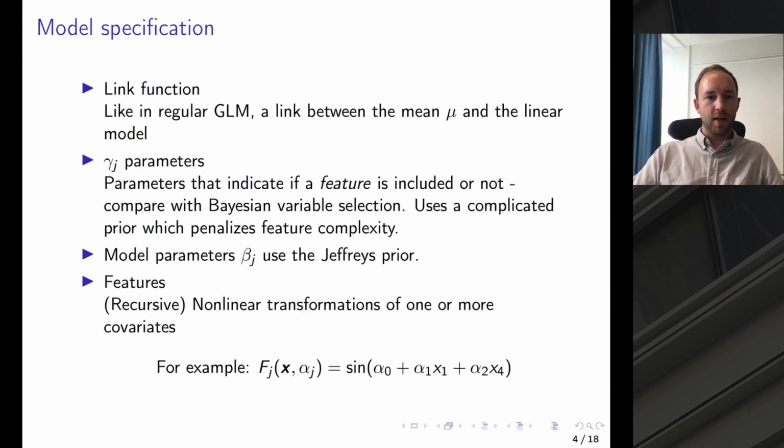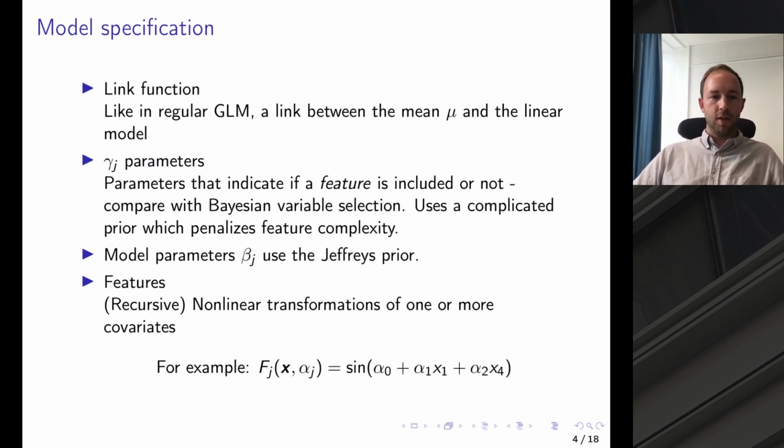But then we have the gamma j parameters, which indicate if a specific feature is included in the model or not. And this can be compared with Bayesian variable selection, where you have gamma j parameters determining the probability of including a covariate in the model or not. And in the setting of BGNLM, these use a complicated prior, which penalizes more complex features over more simple ones. The model parameters beta j use the Jeffreys prior.